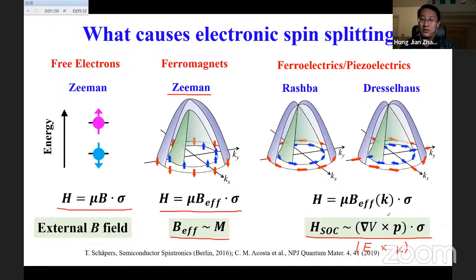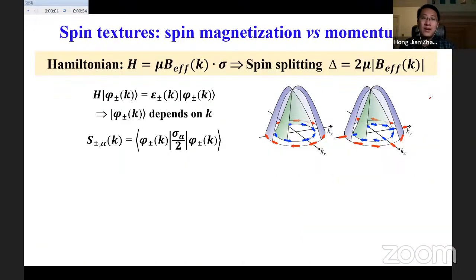So it means in this material, there will be an effective magnetic field, which depends on K, that can couple with electronic spin. And in this case, we can have two types of spin splitting. One typical one is the Rashba, and another typical spin splitting is termed Dresselhaus spin splitting. Normally in a material, the spin splitting Hamiltonian is given by this. Typically we have an effective magnetic field depending on K, or of course it can be constant, independent of K, but the most general one can be written like this.